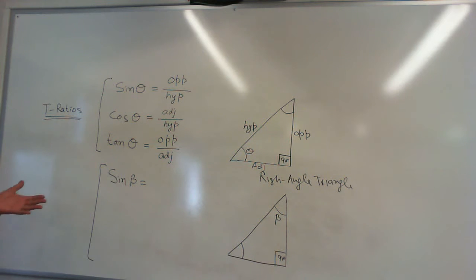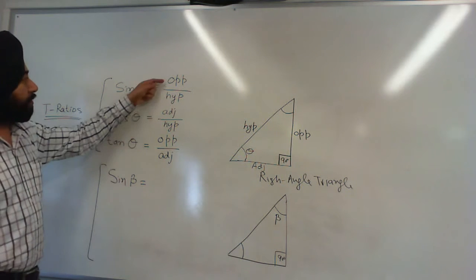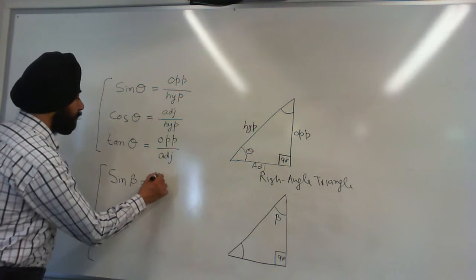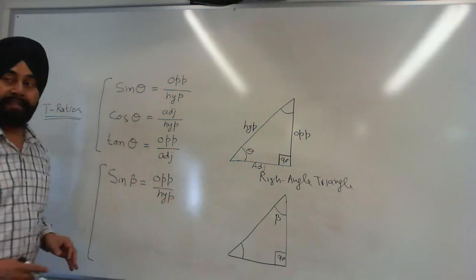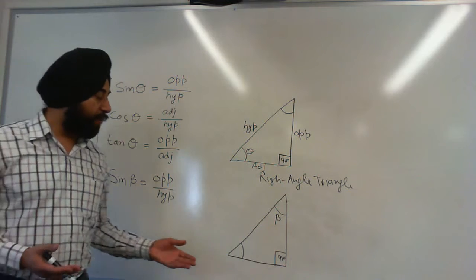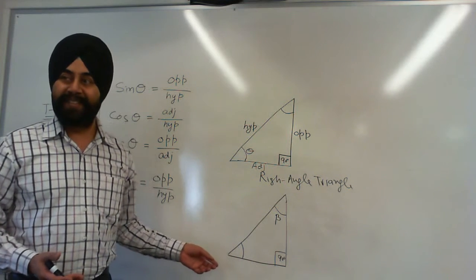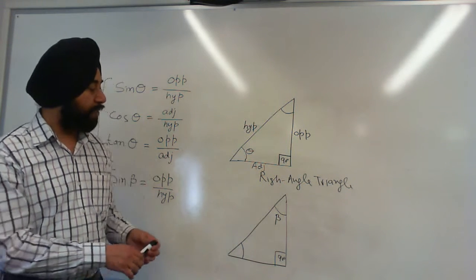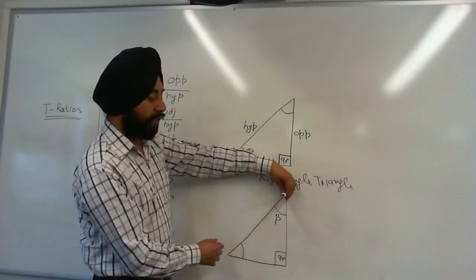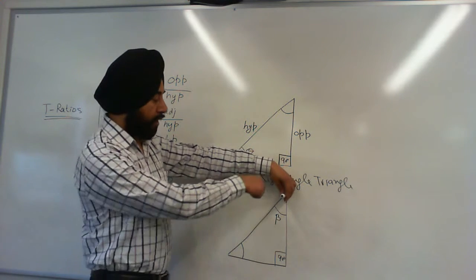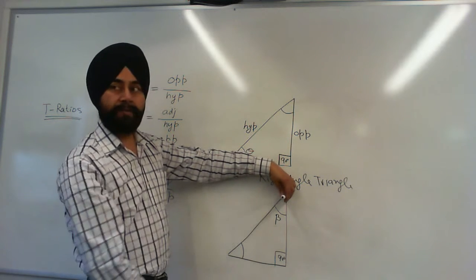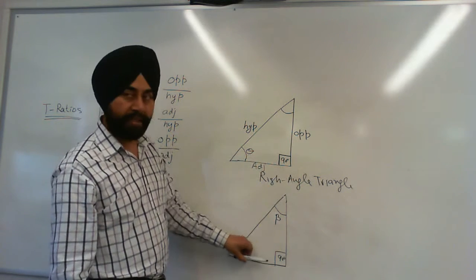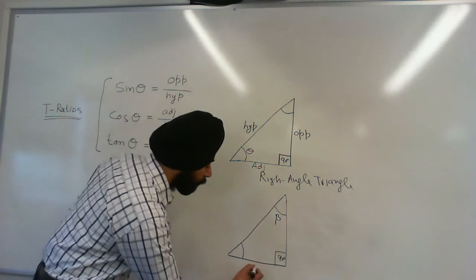Opposite over hypotenuse. The formula is still the same. It's still opposite over hypotenuse. The formula doesn't change. But which side will be opposite now? For this angle, put yourself here. You are standing at this corner and you are looking towards the triangle. Which side is in front of you? The bottom side. So that side is your opposite now.